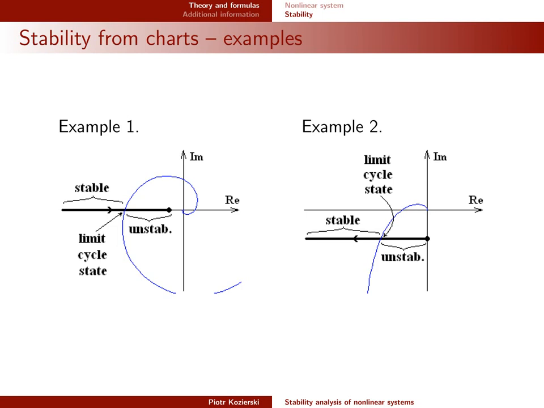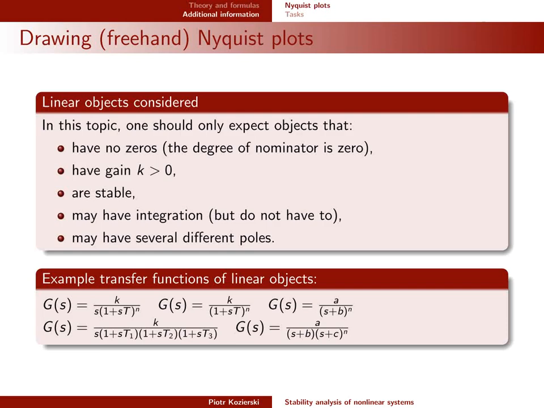For the part of the graph that is covered by the Nyquist characteristic, the closed-loop system is unstable, and for the part of the graph that is not covered by the Nyquist characteristic, the closed-loop system is stable. However, at the point of intersection of both graphs, we have a limit cycle state. And that's all from theory.